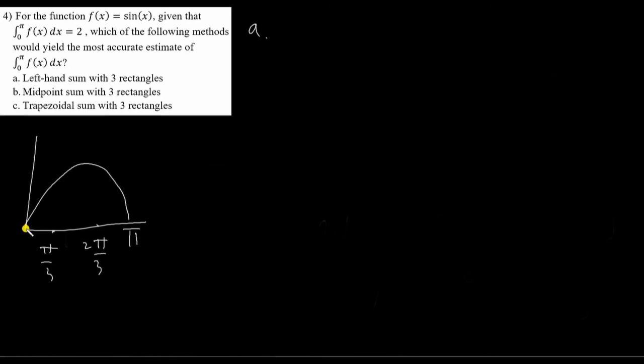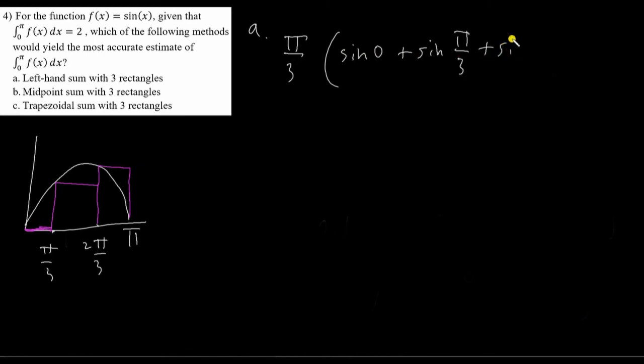this first height starting at 0, and this second height starting at sine of pi over 3, and then this third height starting at sine of 2 pi over 3, right? So we're going to add all these 3 up. So the way I'm going to do it is it's going to be pi over 3 times the height at each of these 3 places. So the height is going to be sine of x, so it's going to be sine of 0 plus sine of pi over 3 plus sine of 2 pi over 3. Right, this is the formula.